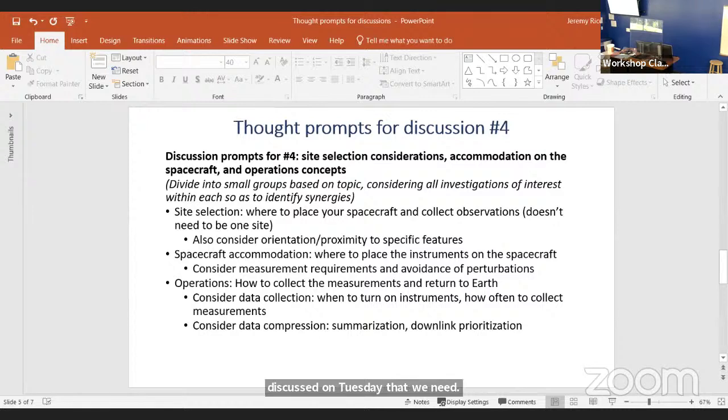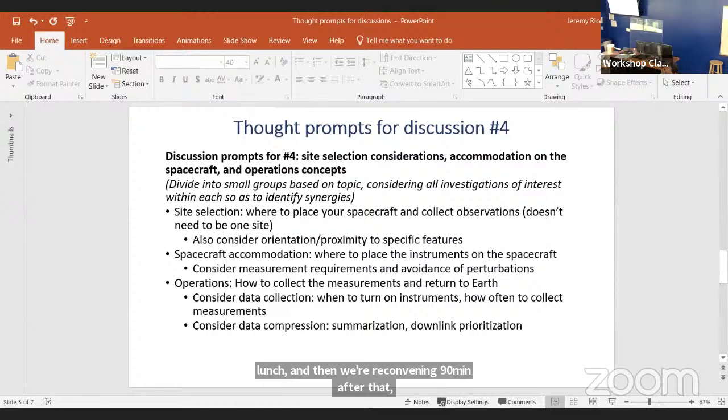So, all right. If that's it, let's go into our small groups. Again, we meet till about 12:15 or so. Feel free to continue the conversations until lunch, and then we're reconvening 90 minutes after that. So it would be 1:45 local time for the plenary. Thank you all.